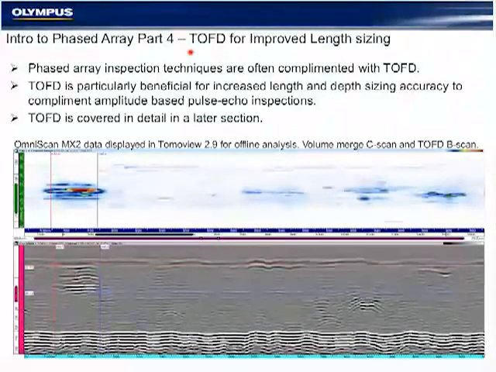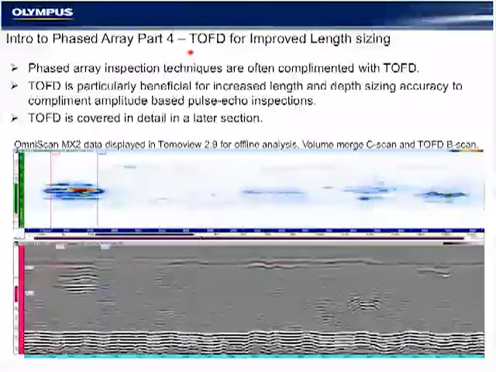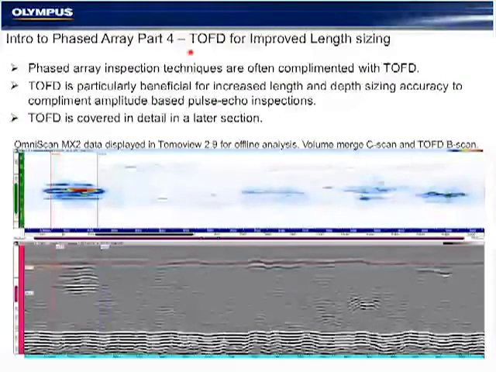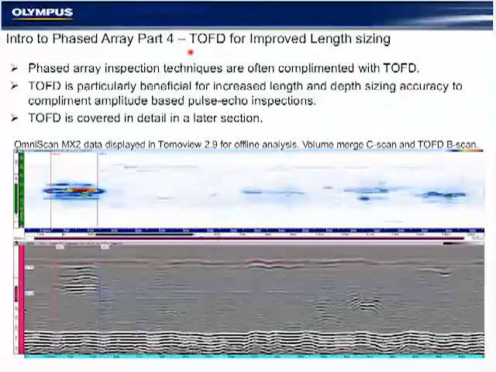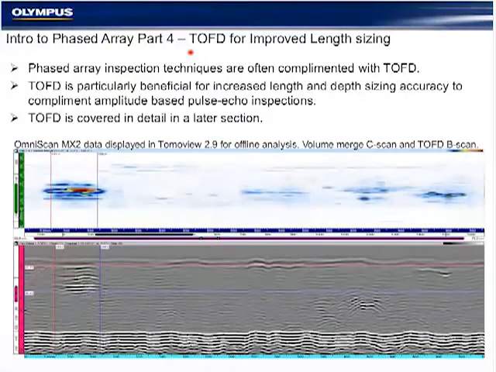TOFD aids in our length sizing, depth, and height sizing and provides supplemental information once a flaw is determined to have met the amplitude threshold for evaluation or reject in the phased array. TOFD is also a very good complement to these instruments because it only uses a single A scan of our 255 A scans available, and it's a fairly low-cost conventional technique that can be added to the scanner quickly and easily.